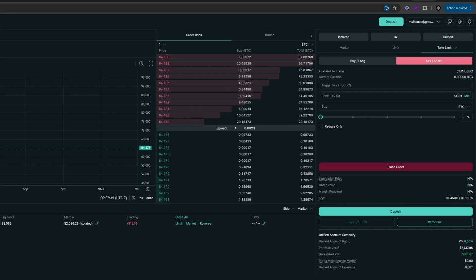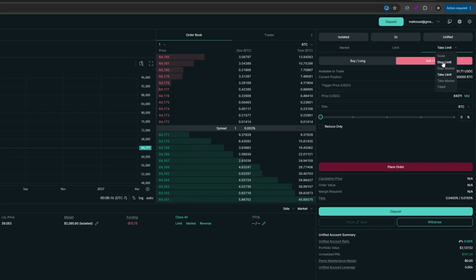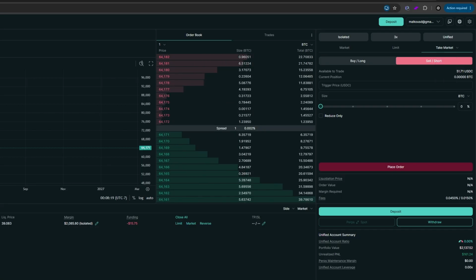Take limit. So when it comes to take limit, you take profit at a specific price using a limit order instead of a market order. So it's the same as a stop limit, except taking profit instead of closing a loss. And then I think after that is take market, where, you know, there's stop limit, stop market, take market, where if it hits this specific price, take the money out where it's at.